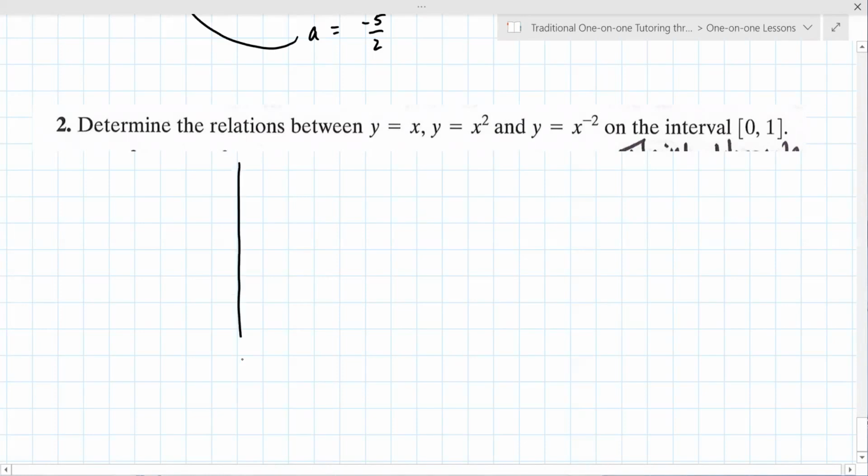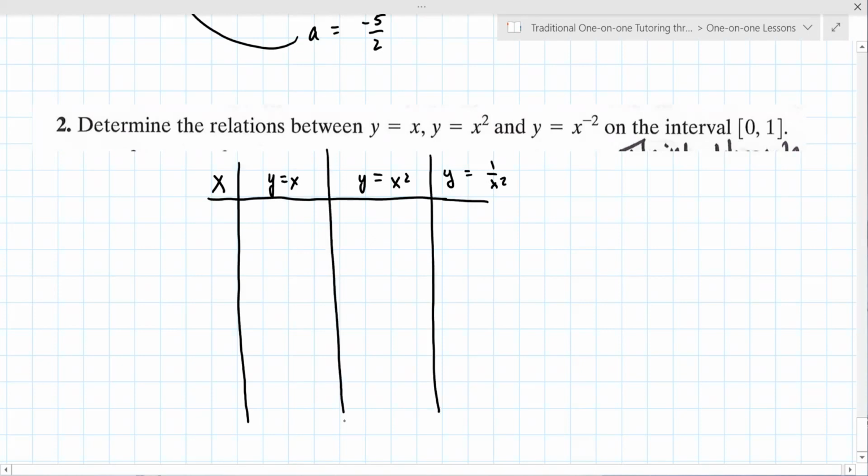So let's do x, and then y equals x, y equals x squared, and y equals 1/x². Let's say x is 0. This is 0, this is 0, and this is undefined. You might tell your instructor that's a bad question because you can't compare something that's undefined. Let's go to the other extreme, x equals 1: 1, 1, and 1. See how it's not helpful so far? You don't know anything in between.